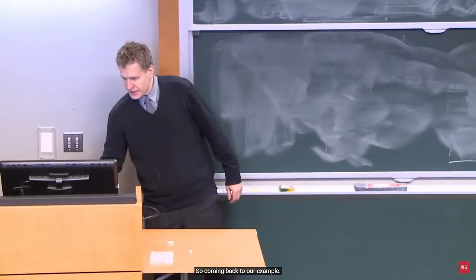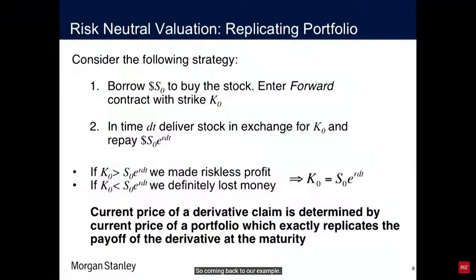In any case, coming back to our example. What's important here? How did we arrive at this strike price, or this price of the forward contract? We took some amount of stock, in this particular case the whole price of stock. We took some amount of cash, and by combining these two pieces, we somehow replicated the final payoff, right? And that's the general idea of risk-neutral pricing and replicating portfolio.